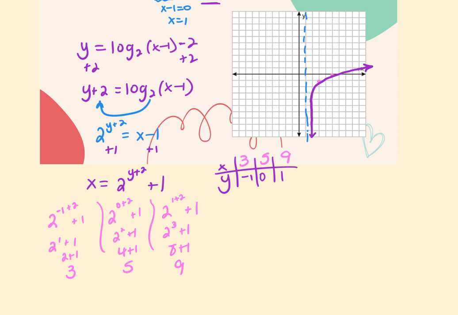Or if you wanted to see the curve happen a little bit more, I would want to plug into the left. So like if I plugged in -2, I'd get 2 to the -2 plus 2 plus 1, 2 to the 0 plus 1, 1 plus 1, which is 2.